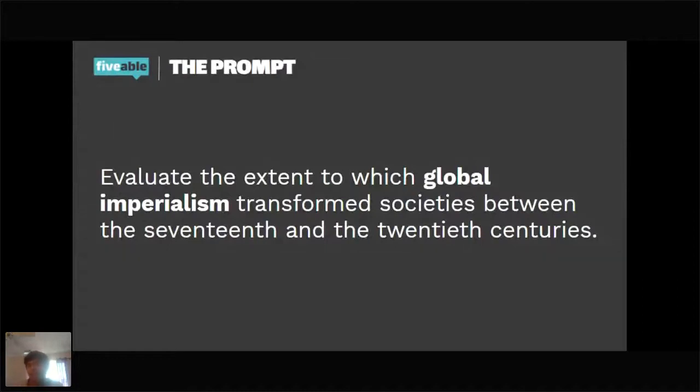When you're impacting something, that's cause and effect. So when you think of the previous prompt, like the Columbian Exchange impacted society, it's the same idea here. Global imperialism transformed societies, cause and effect. So between this time period, yes, you can say Africa.